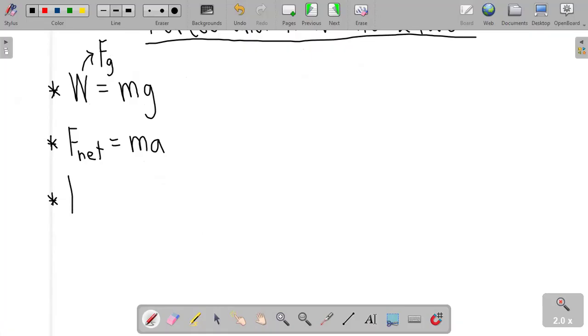We have Newton's law of universal gravitation, which says F equals G, the universal gravitational constant, M1 and M2, divided by the square of the distance between the two objects.